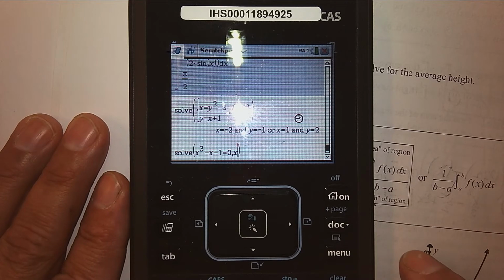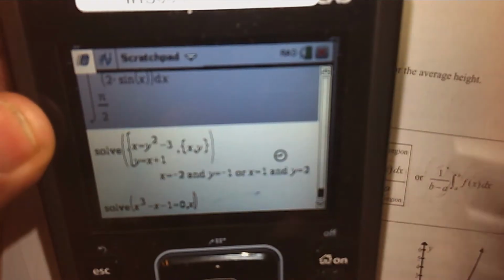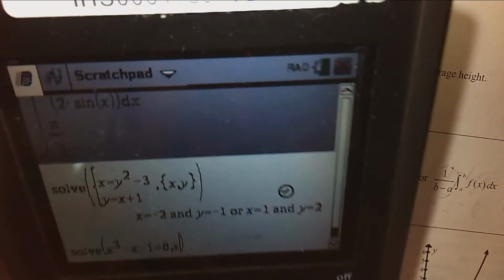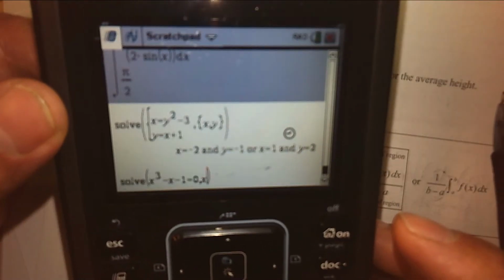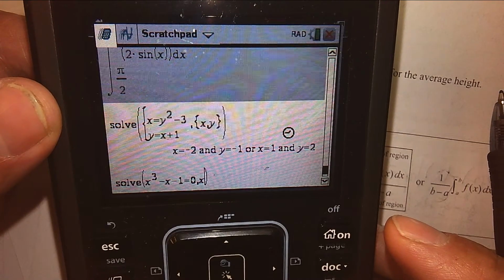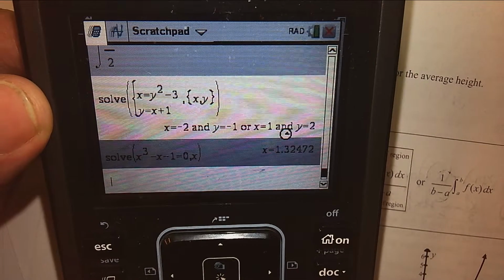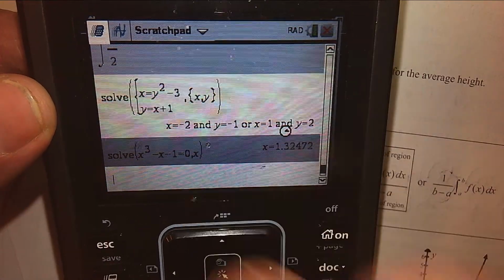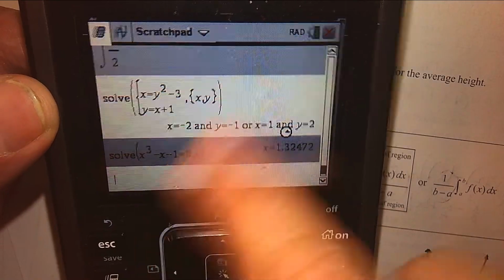Enter. What? Oh, let's move the cursor over. Did it freeze on me? Oh, it has this little fun clock going on. It's spinning. Oh, there you go. I just had to be patient. So what is x equal?